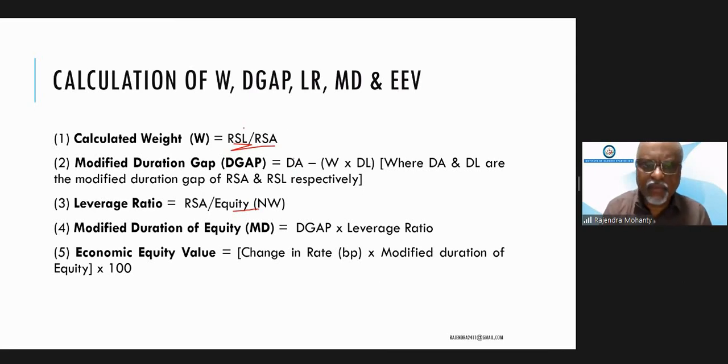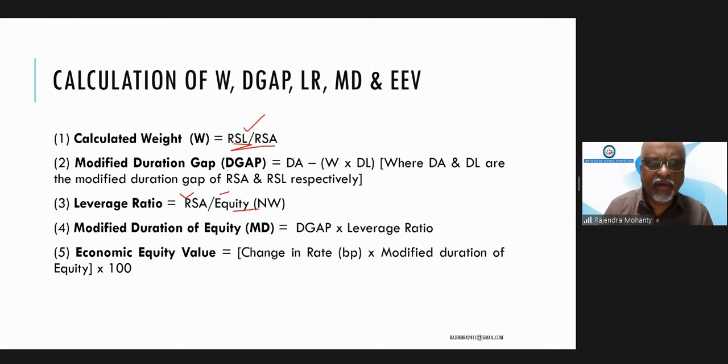Now W we have calculated here. So if you apply this formula DA minus W into DL, we get this modified duration gap. Then you have to calculate the leverage ratio. Leverage ratio is the RSA figure is given, equity figure is given. So RSA divided by equity equals the leverage ratio.